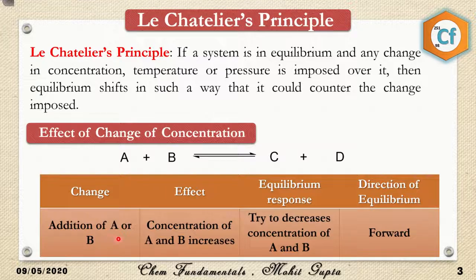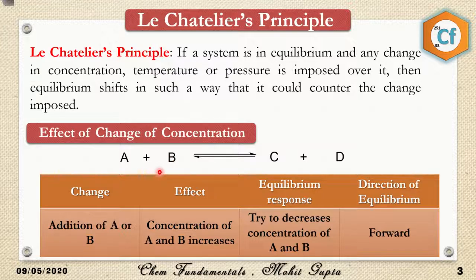First of all, addition of A and B. I have reactants A and B, and if I'm adding more of A and B, any of the two or both of them, so if I increase the concentration of A or B, then what would be the effect? The concentration of A and B would increase. Now the equilibrium will get disturbed. During this disturbance, what will be equilibrium's response?